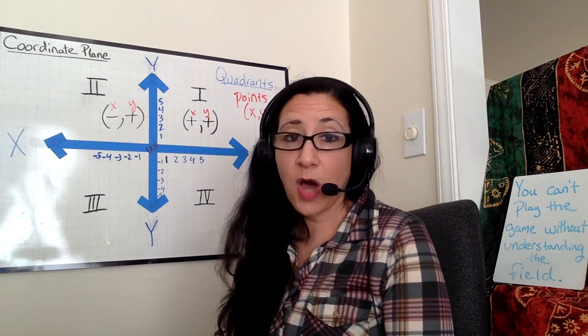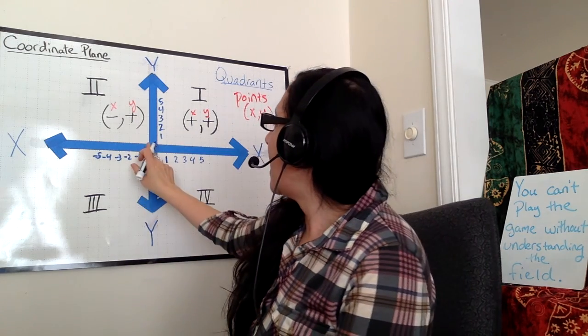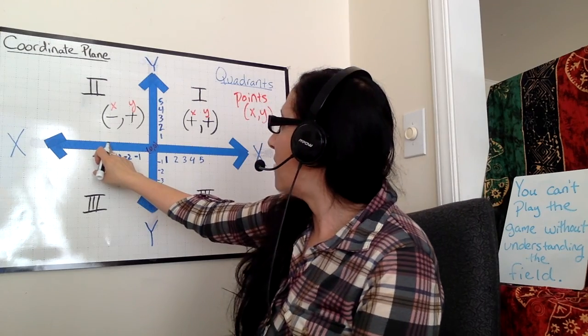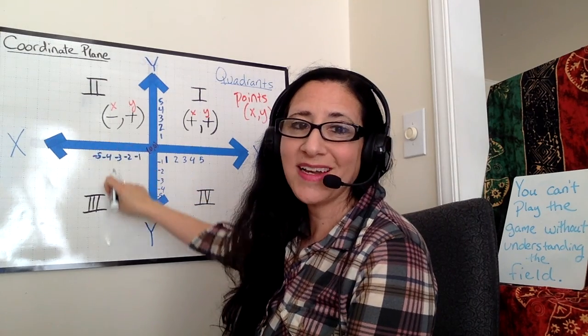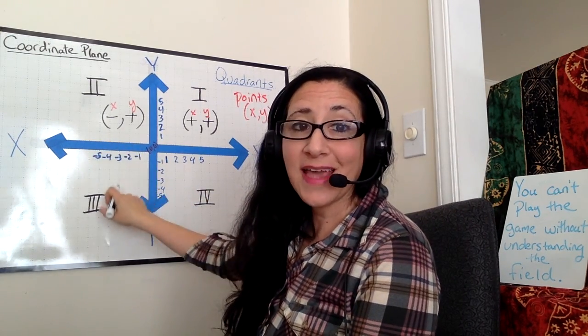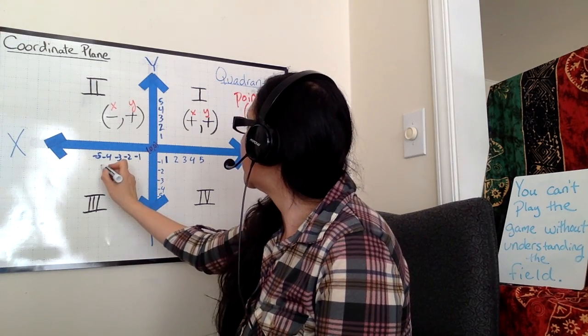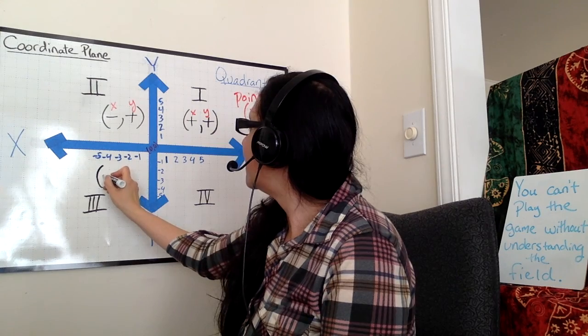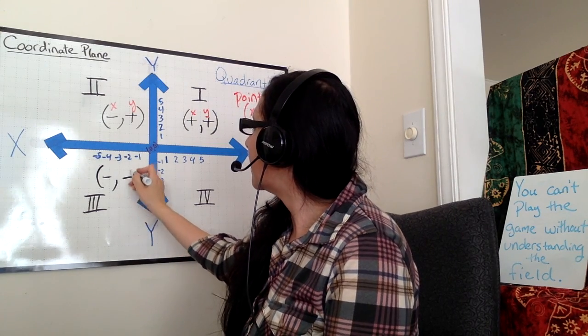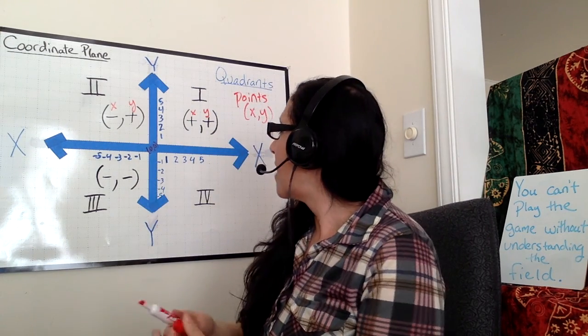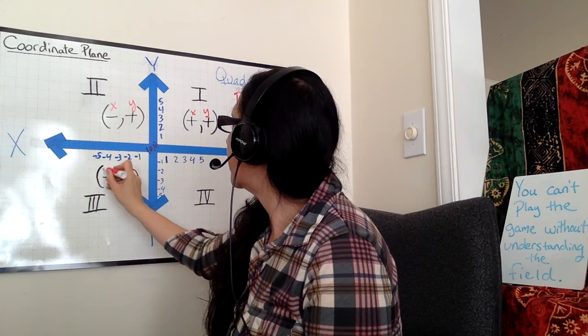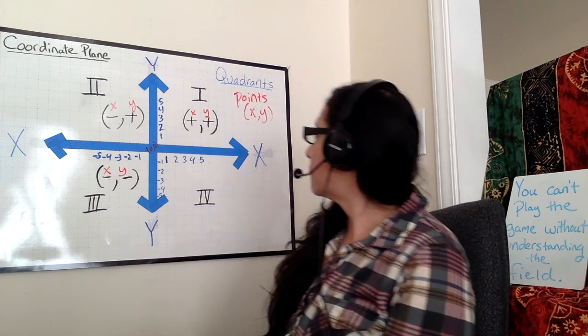In the third quadrant, every x is negative because I have to move left to get to the third quadrant, and I have to go down. Going down also signifies a negative. So this here is going to have a negative x and a negative y. Every point in quadrant 3 will have a negative x and a negative y.